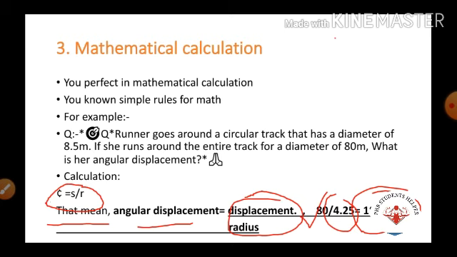Today we have taught three rules and solved one numerical.